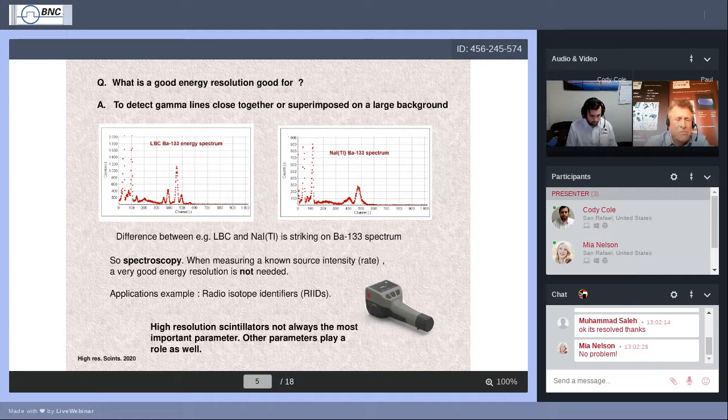Where we need a good separation of peaks is, for example, in radioisotope identifiers, very important tools in security these days. An example is shown here at the bottom. But high resolution is not always the only parameter that is important. Other parameters play a very important role as well.